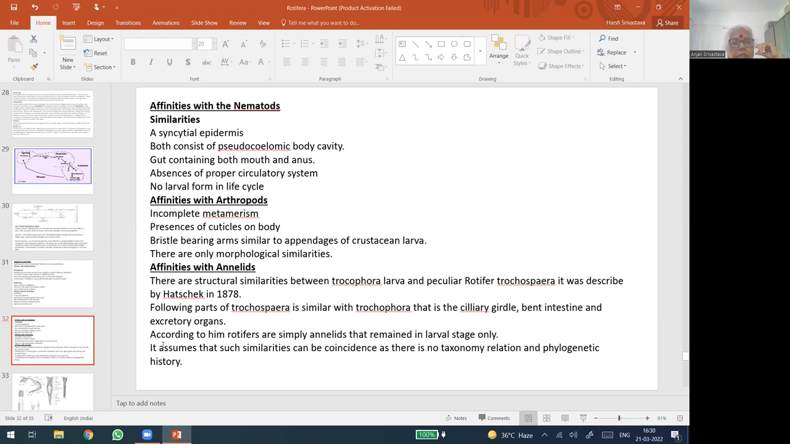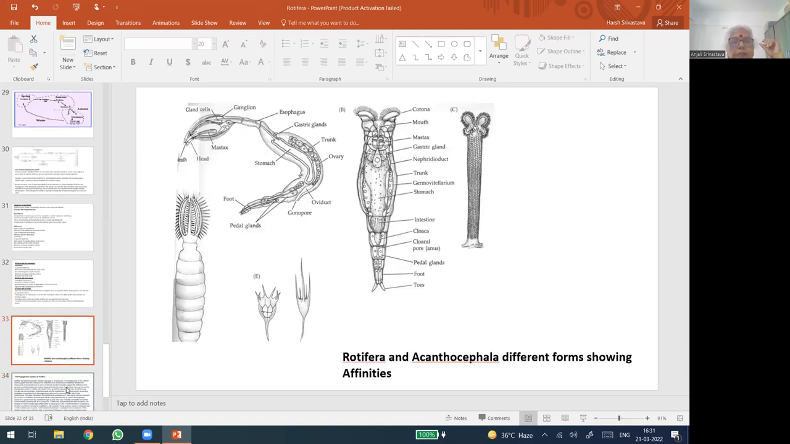Now the affinities with annelida: there are structural similarities between the trochophore larva and the peculiar rotifer trochosphaera larva described by Hatschek in 1878. The following parts of the trochosphaera larva are similar to the trochophore: ciliary girdle, bent intestine and excretory organs. According to this view, rotifers are simply annelids that remain in the larval stage only. It is also assumed that similarities can be coincidental, with no taxonomic relation and phylogenetic history. So these are Rotifera and Acanthocephala, different forms showing affinities.